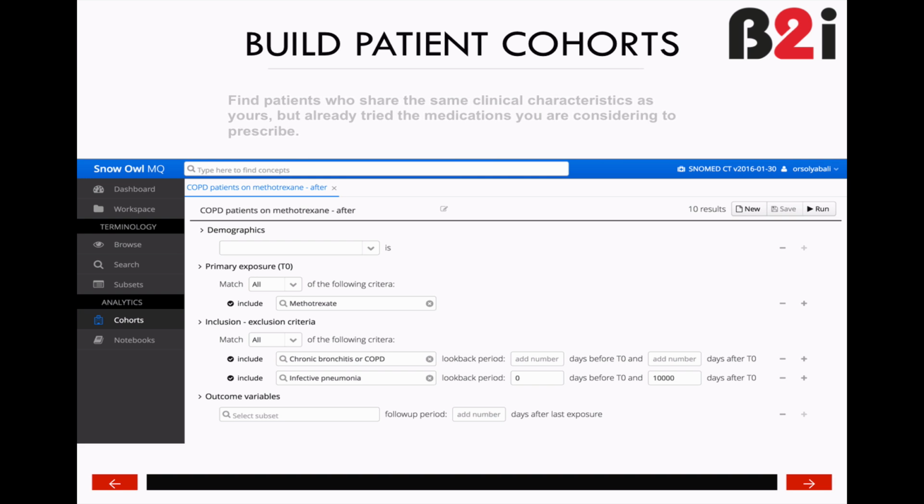The second step is to build patient cohorts of the patients that have the same clinical history as yours and took either of the medications. You're going to examine the increase of the infective pneumonia occurrences after the medication intake. The result of this exercise is 2 patient cohorts that can be analyzed with simple statistical methods.